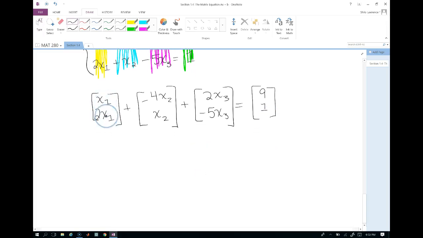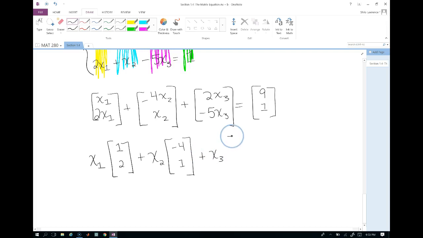Now each of these individual vectors on the left-hand side have something in common. In this first vector, both of the entries have an x1 in common. So I could factor it out, and that would leave me with 1, 2. In the second, they both have an x2. I can factor it out, and it leaves me with negative 4, 1, which are just the coefficients. And then that third vector, they both have an x3 in common. And if I pull it out, I'm left with the coefficients of 2, negative 5.